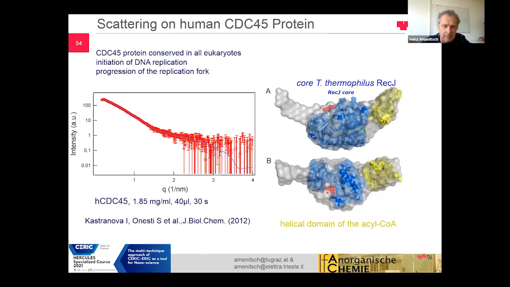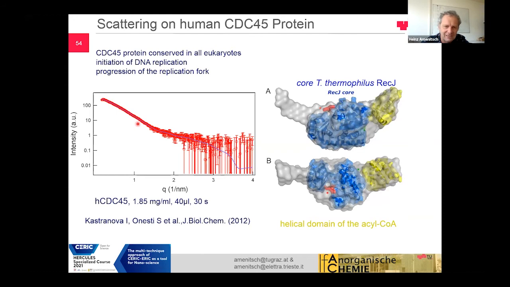This is an example. Now I will move on. Well, time is running. Move on to the CDC45 protein, which is conserved in all eukaryotes, and it's important in the initiation of DNA replication in the cell division cycle.